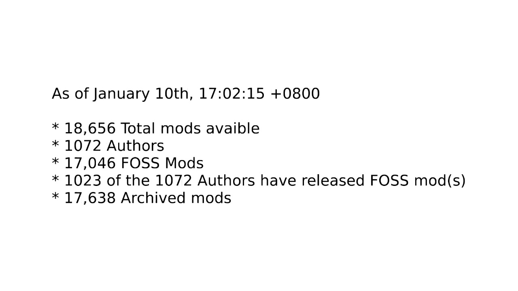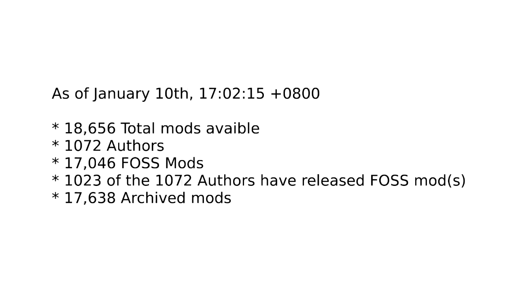So I have some new stats since I talked last time. We've had an increase of indexed mods of 6,385. 5,887 of those are FOSS licensed.